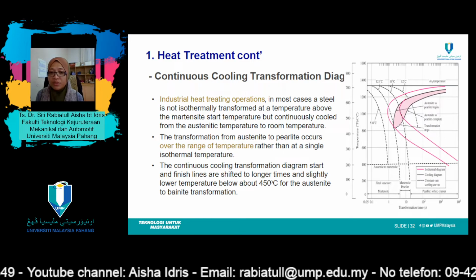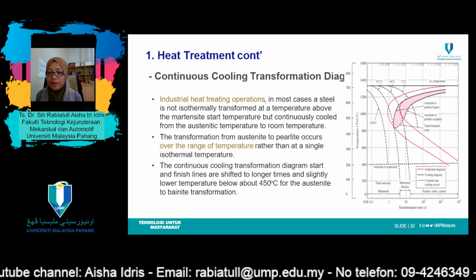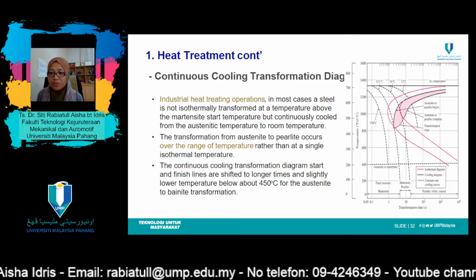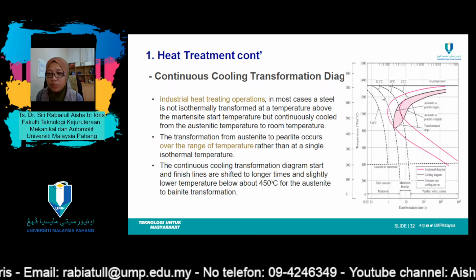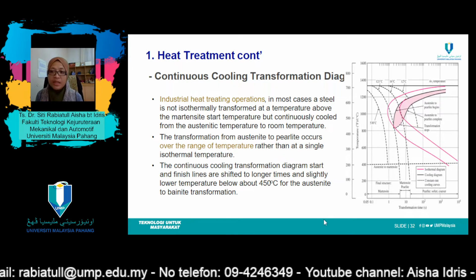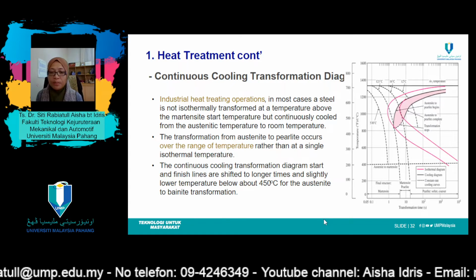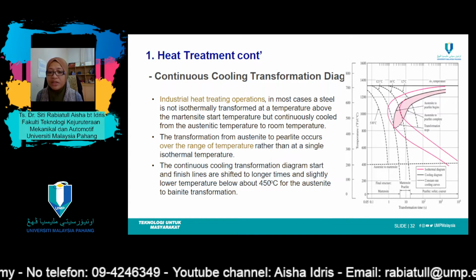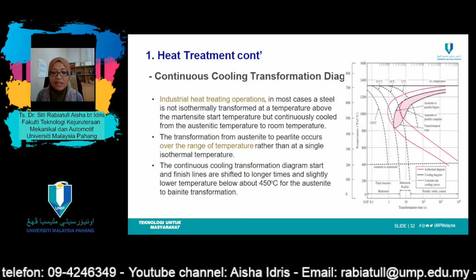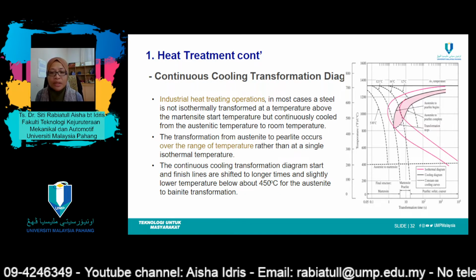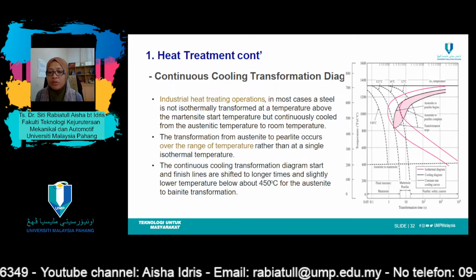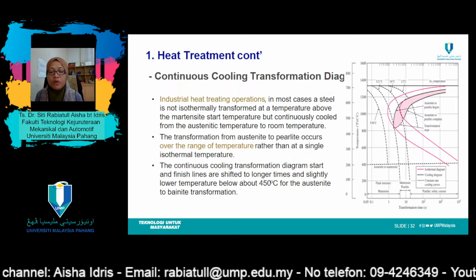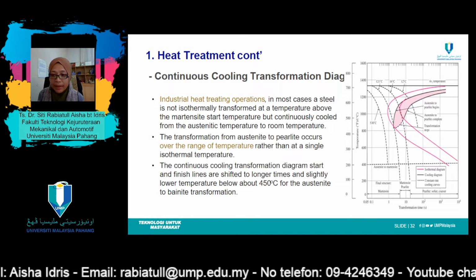Number two, the transformation from austenite to pearlite occurs over a range of temperature rather than a single isothermal temperature. As you look at this one, that's a range of temperature. Don't worry, we'll see more examples afterwards. The CCT diagram start and finish lines are shifted to longer times and slightly lower temperature, below around 450 degrees C for austenite to transform into bainite.